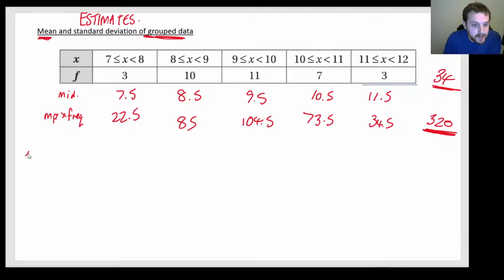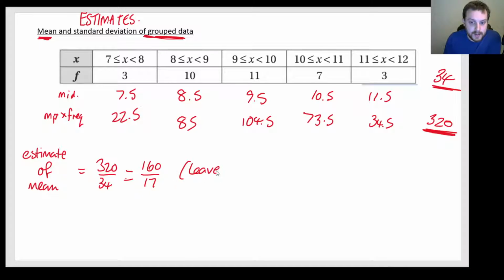So my estimate of the mean is 320 over 34, which we could simplify. We don't want to, because we actually want to leave it as an exact value, because we're going to use it as part of the standard deviation calculation. I would not round it till the end, right? That's the idea. So this is 160 over 17. And you want to leave this exact at the moment.